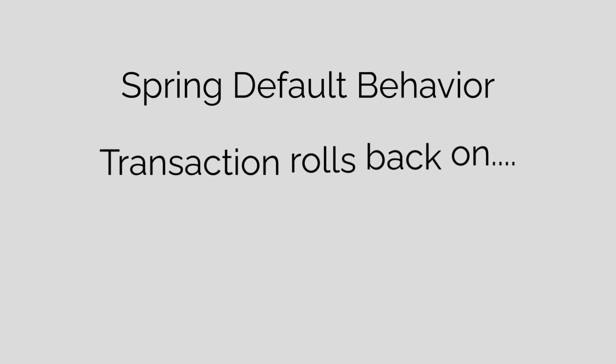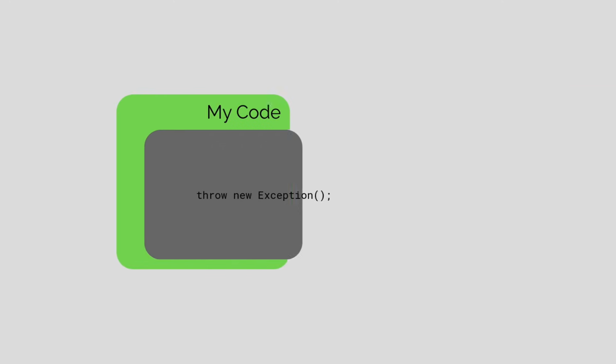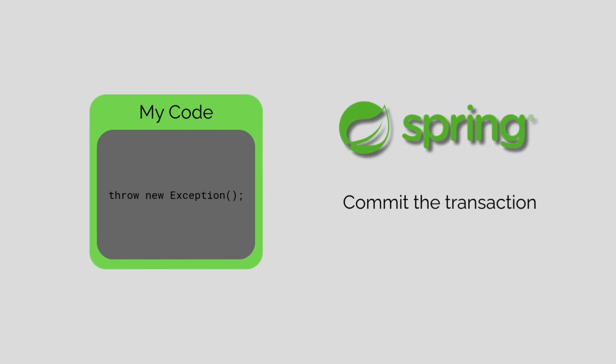Next, we need to talk about checked exceptions. Spring has a default behavior. It is important to remember: a transaction only rolls back on unchecked exceptions. This means runtime exceptions and errors. If your code throws a checked exception, Spring will commit the transaction anyway.